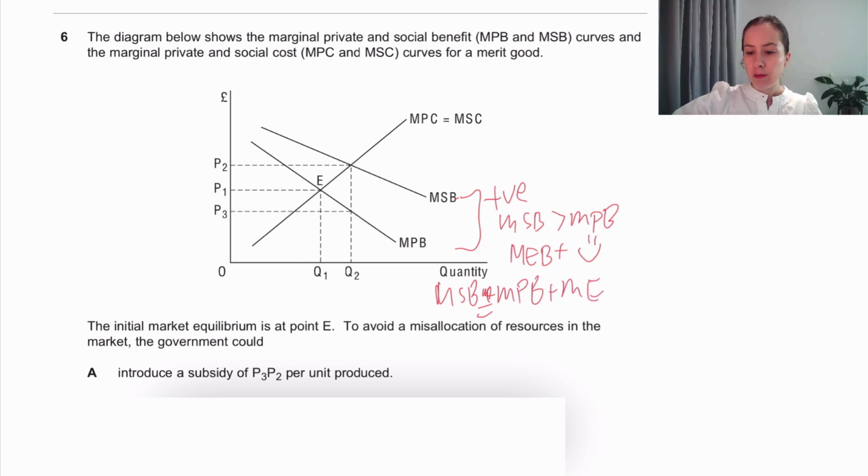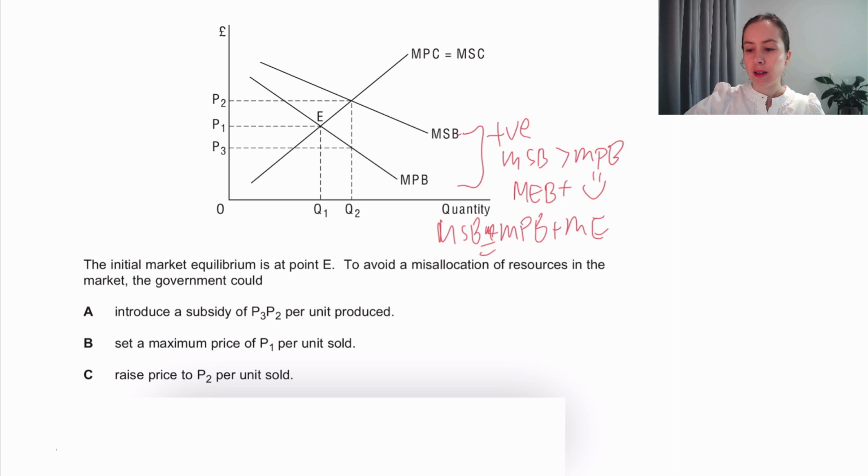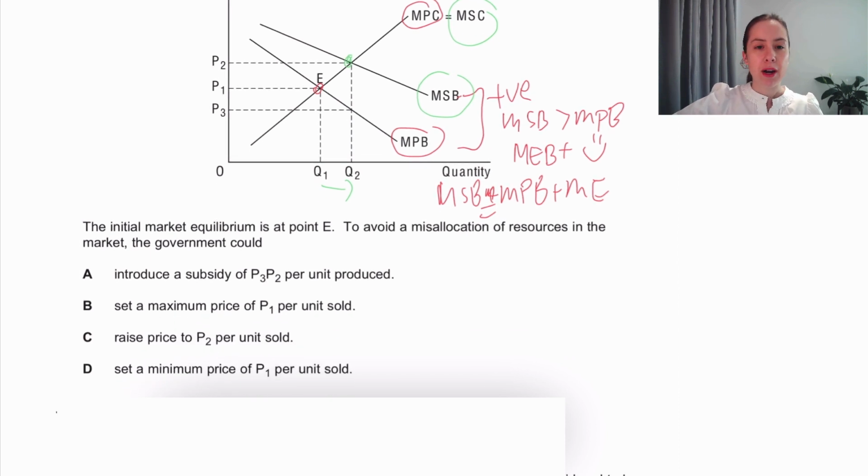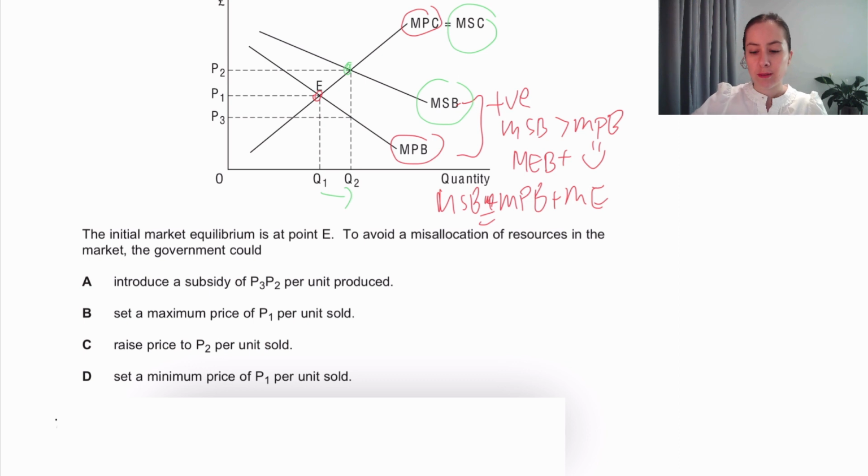And yeah, initial equilibrium is at E. Why? Because the free market is selfish. So we get E, we get Q1. But ideally, we had fully considered all the benefits, all the costs of the decision, and ended up at Q2. So we want to get to Q2. So we're looking for policies that would increase the amount of the good available in this market.